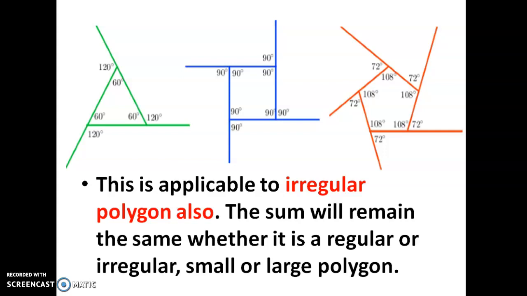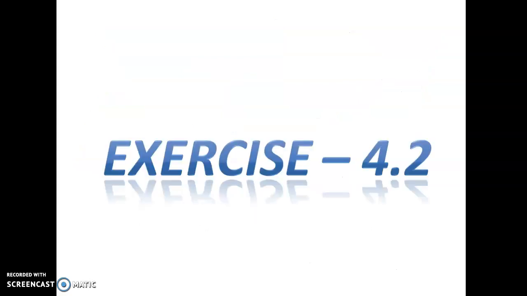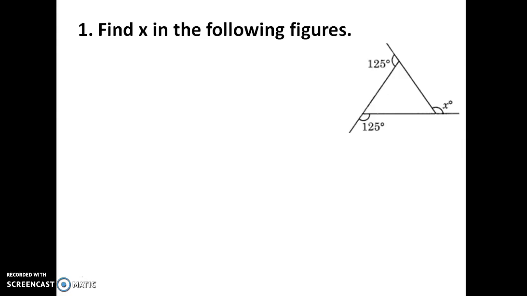Understood? With this we can solve exercise 4.2. First problem, find x in the following figures. So this is your first figure. Here 2 angles are given. We have to find one of the exterior angles, that is x. So how to find it?